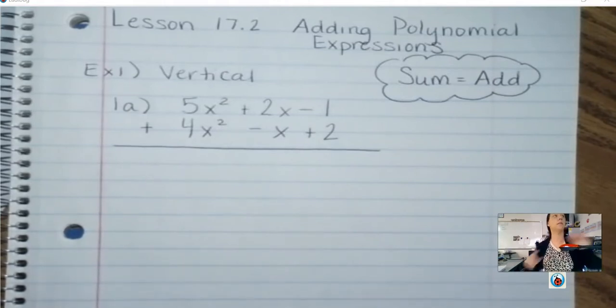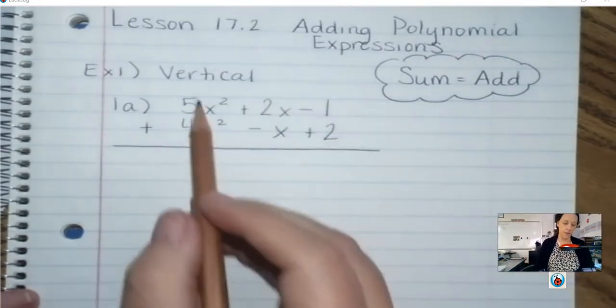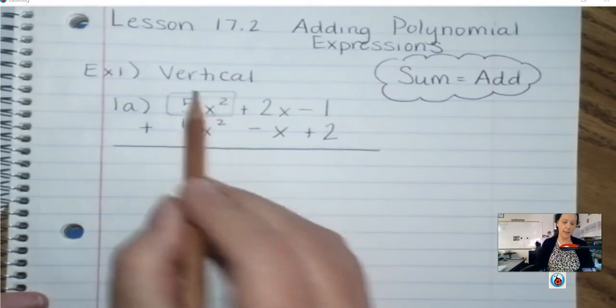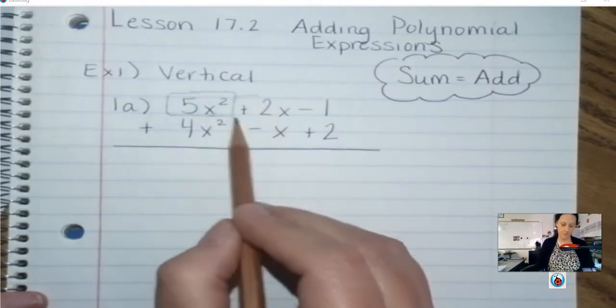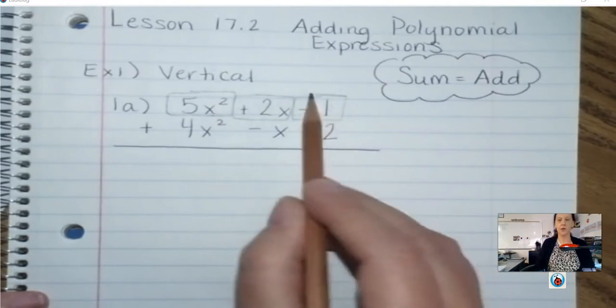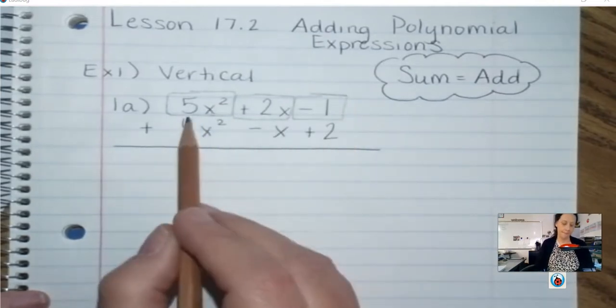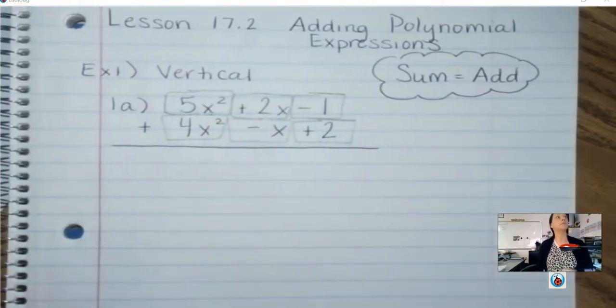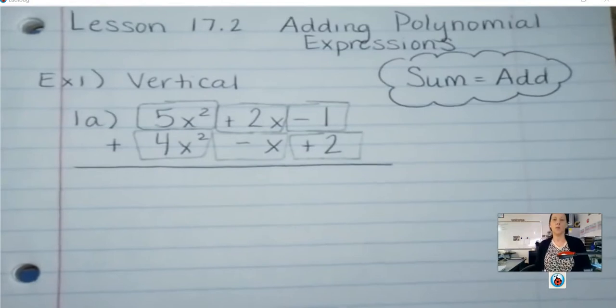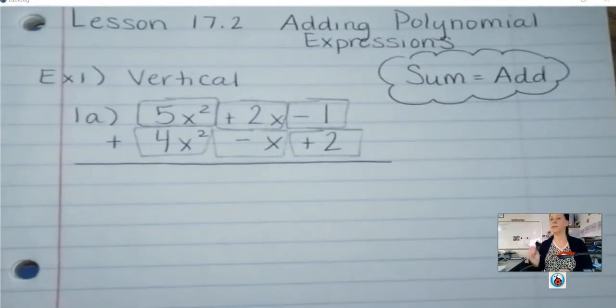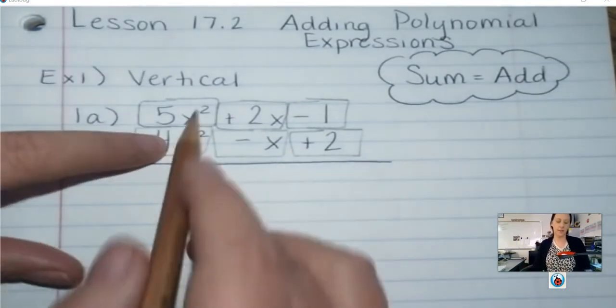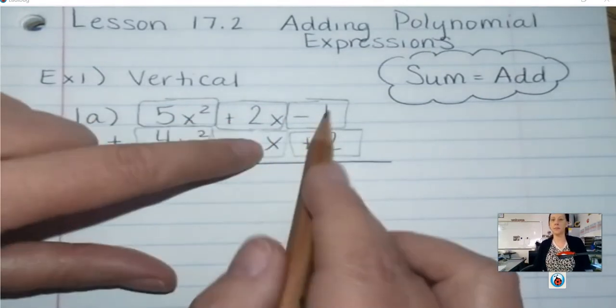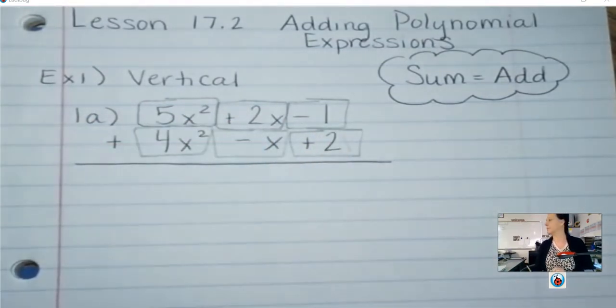Now this one is written nice and pretty. All the like terms are stacked on top of each other. So each term, remember, it stops whenever you hit a plus or minus sign. So there's 3 terms. That's a trinomial on top. There's 3 terms here, so I have another trinomial. When it's vertical, I want the like terms on top of each other. So the x squareds, they're on top of each other. The x's are on top of each other. The constants are on top of each other. So everything is stacked up nice and easy for this one.